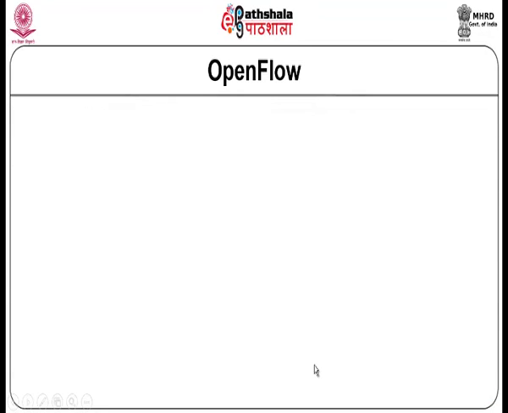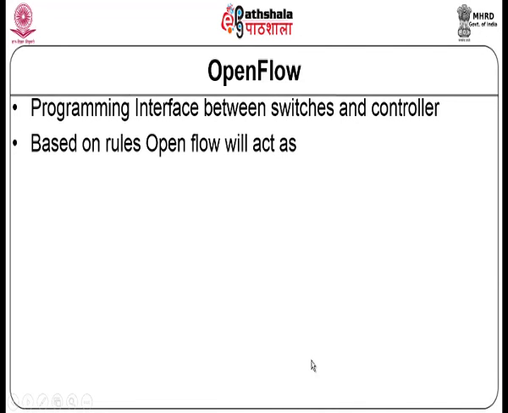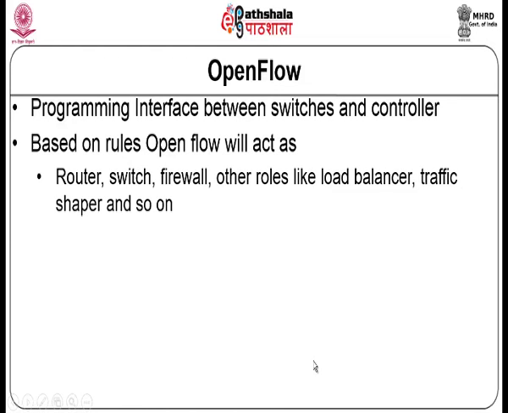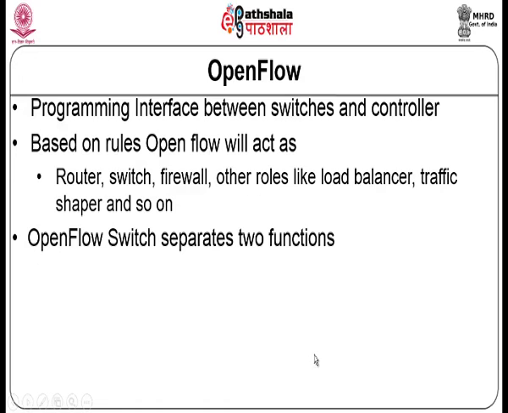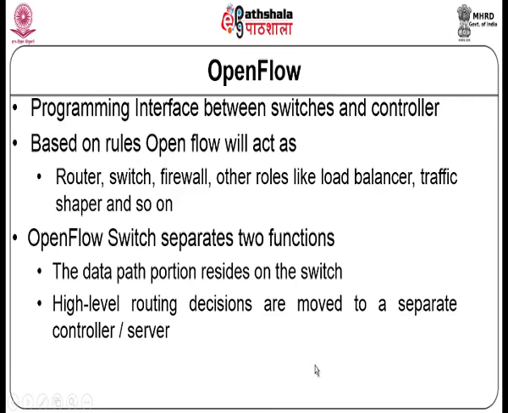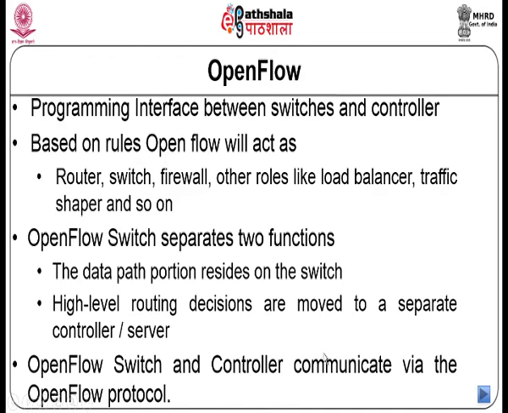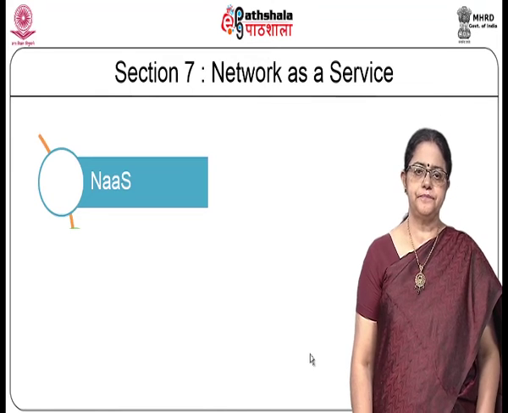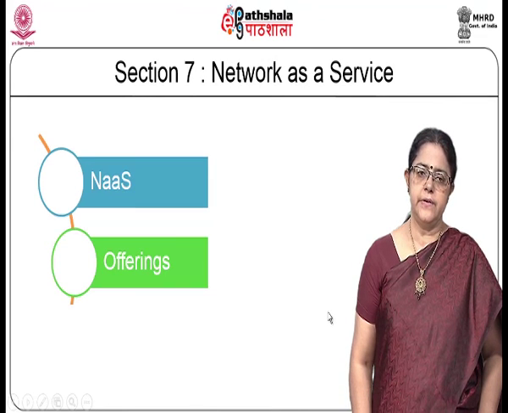It is very flexible. OpenFlow similarly is a programming interface between switches and controllers. Based on the rules, it will act as a router, switch, firewall, etc. It has two functions. One is the data path, which is the switch, where the data flows, and the other is the routing decisions, which can be moved between separate controllers. An OpenFlow switch and a controller communicate via the OpenFlow protocol. So, the overall is called network as a service.